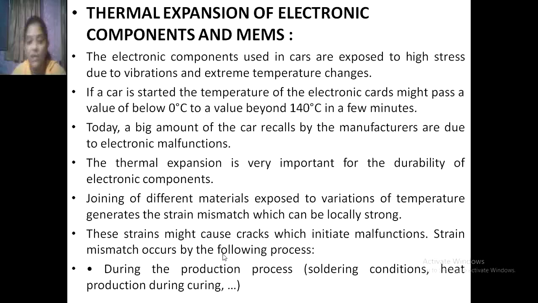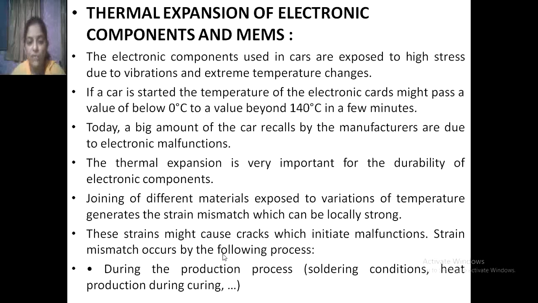So the thermal expansion is very important for the durability of electronic components.